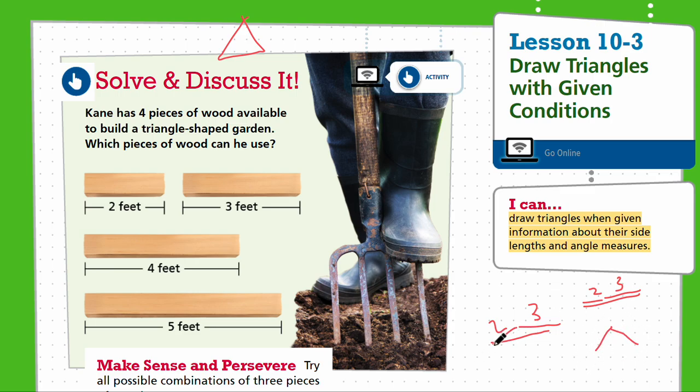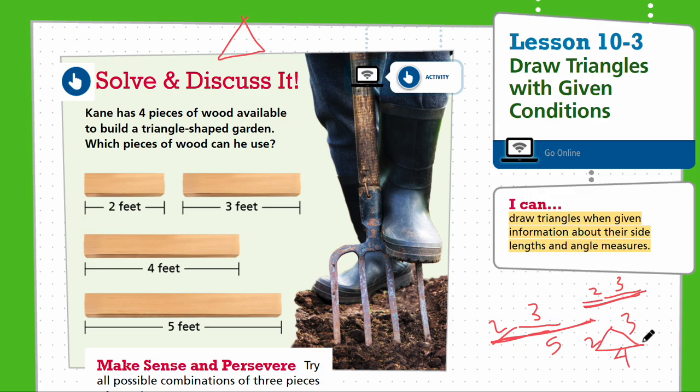2, 3, and then this side could be shorter. So 5 may be a little bit too long. I said it the wrong way. But 5 is going to be too long. 2 and 3 cannot meet the 5 feet piece. In order for them to meet, it would have to be straight. But if it's shorter than 5 feet, yes, they can meet.